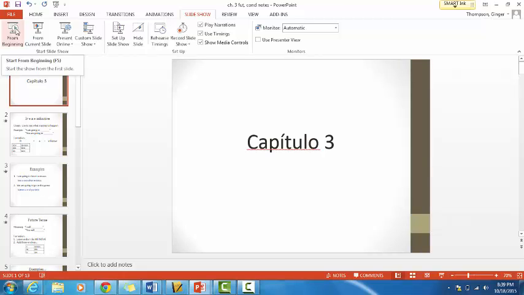Hola clase, hoy vamos a empezar la gramática para capítulo 3. Hay 3 conceptos que vamos a aprender hoy.